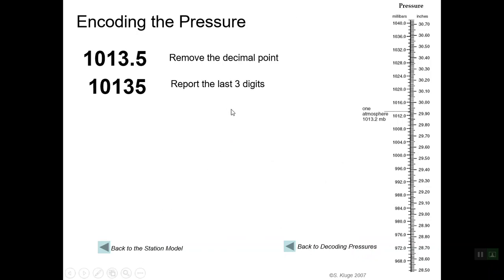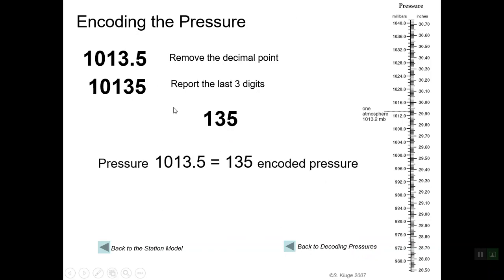Next up, report the last 3 digits. So in this case, the last 3 digits are 135. Simple. That's your encoded pressure. That's a little bit easier than the decoding. Let's see. We have a couple of examples here.